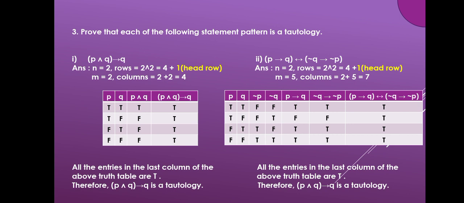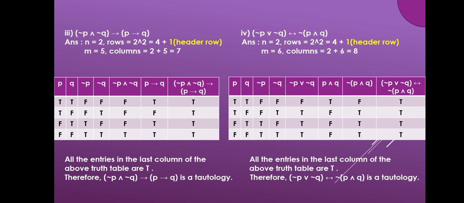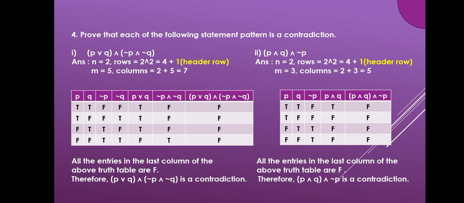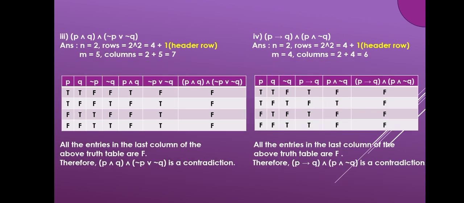Prove that each of the following statement pattern is a tautology. Again, draw truth tables for proving it. The solutions are given below. Pause the video for the solution. Prove that each of the following statement pattern is a contradiction. Again, draw truth tables for proving it. The solutions are given below. Pause the video for the solution.